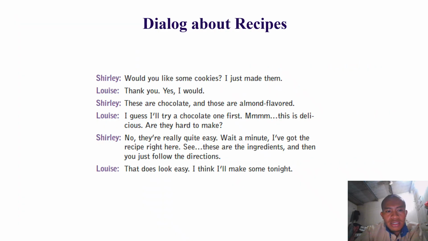Let's see the dialogue here. Dialogue about recipes. Would you like some cookies? I just made them. Yes, thank you. Yes, I would. These are chocolate and those are almond flavored. I guess I'll try a chocolate one first. This is delicious. Are they hard to make? No, they are really quite easy. Wait a minute. I've got the recipe right here. See, these are the ingredients, and then you just follow the directions. That does look easy. I think I'll make some tonight.